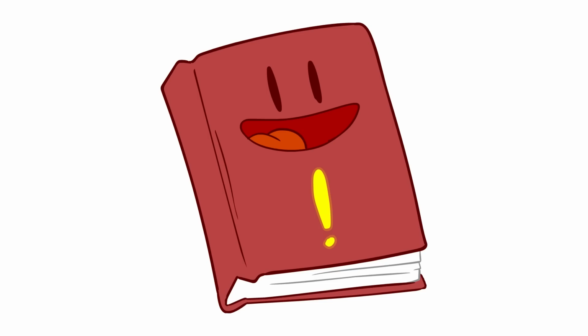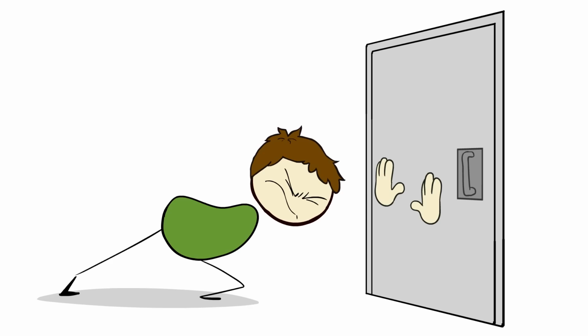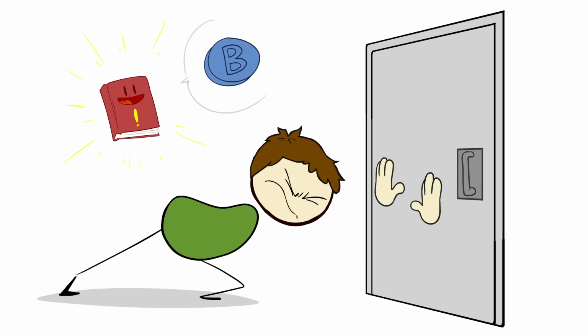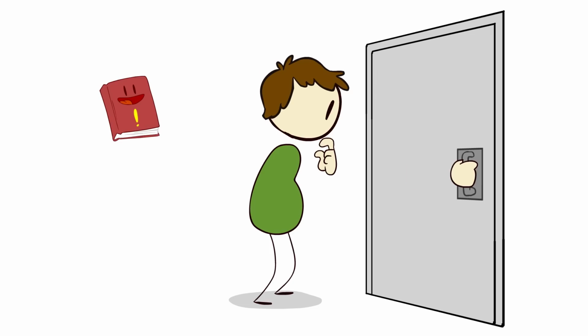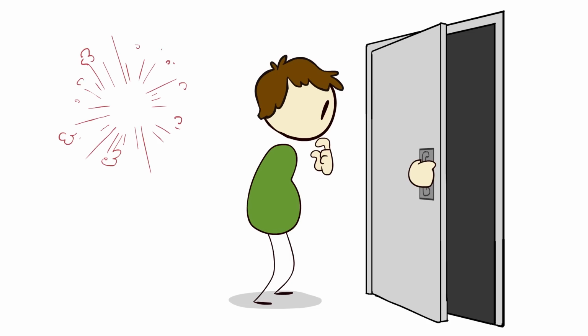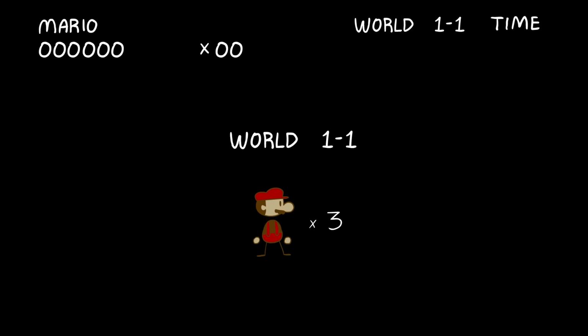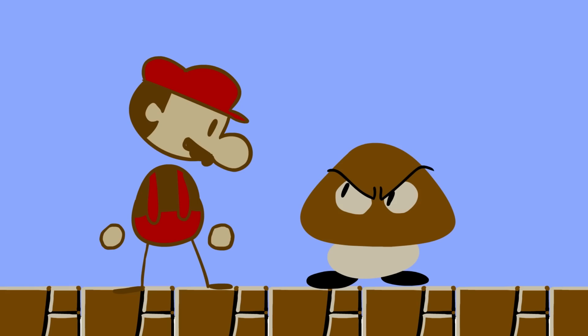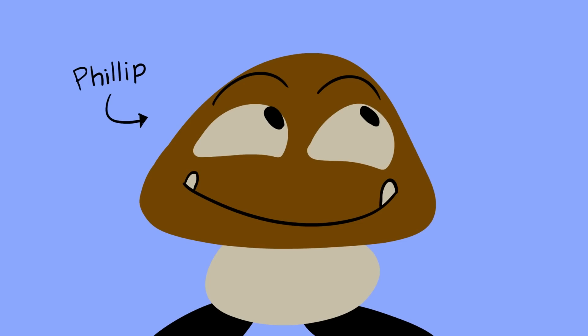Now, what do we mean by context-sensitive information? Information that only appears under specific circumstances, and if those conditions aren't met, never appears at all. Let me give you an example. Imagine level 1-1 of Super Mario Bros. Remember that Goomba that walks towards you right at the beginning of the game? I always like to call him Philip.